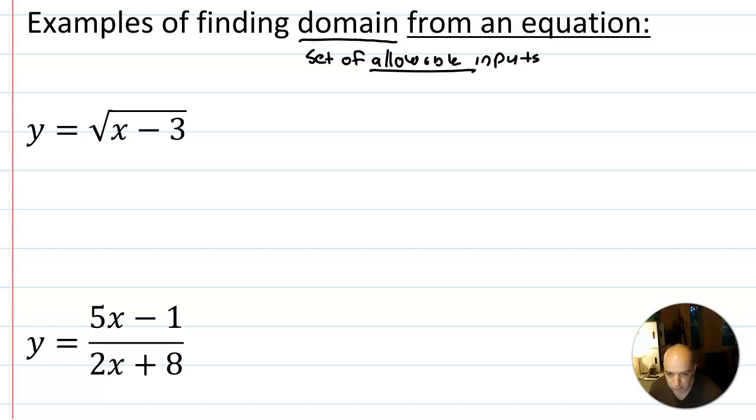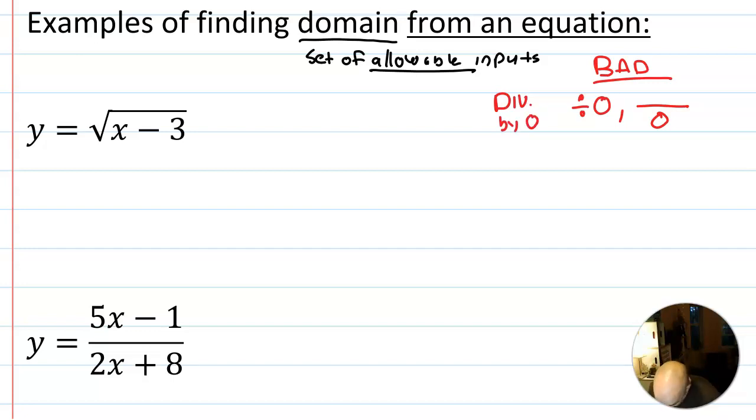And there's 2 reasons that an input might not be allowable. We'll just say these are the bad things over here. 1, division by 0, or x over 0. We'll say div by 0. And the other is square root of a negative number, square root of -2. We'll say square root of a negative.